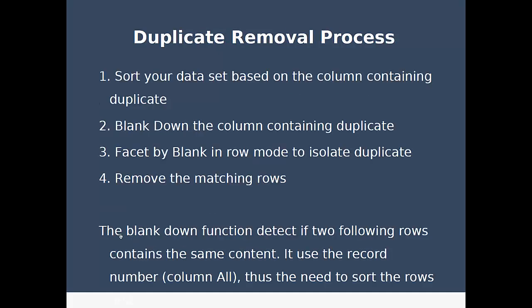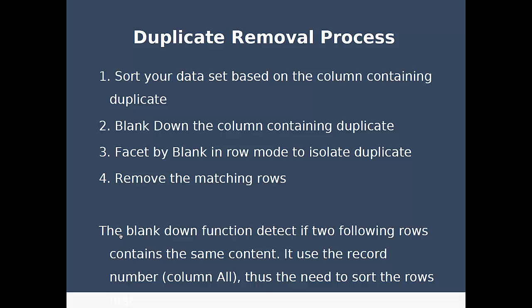So the duplicate removal process is a four-step process, and we already touched on some of those steps in our previous tutorial. First, you will need to sort your data in the column containing duplicates and reorder rows permanently so duplicates have following record IDs. Then, using the blank down option, we will blank values that are identical to the previous rows. And then, easily with a facet by blank view, we will isolate all the blank rows and remove all the matching rows. So the trick here is between step one and two.